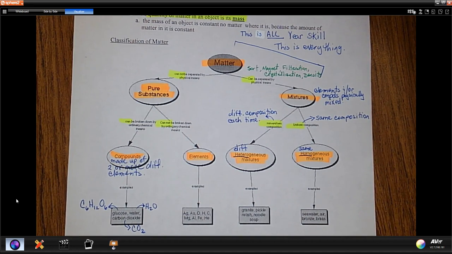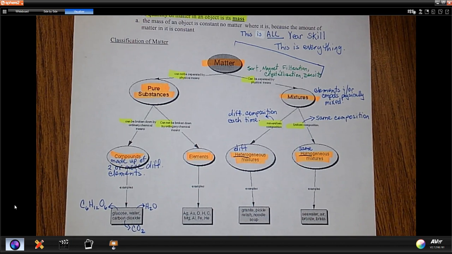You also know that the basic unit of matter, at least in chemistry, is the atom. You may also know that the quantity of matter in an object is its mass. So the mass of an object is constant no matter where it is. That's because the amount of matter that it has is constant. So if you think about it for a second, your mass does not change whether you are on this planet or whether you are on the moon.